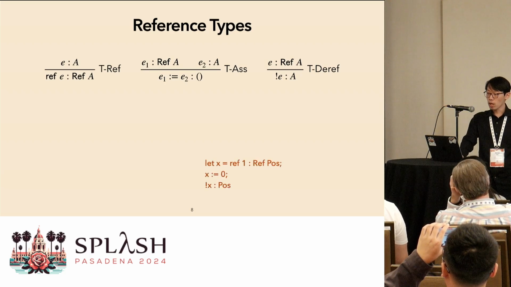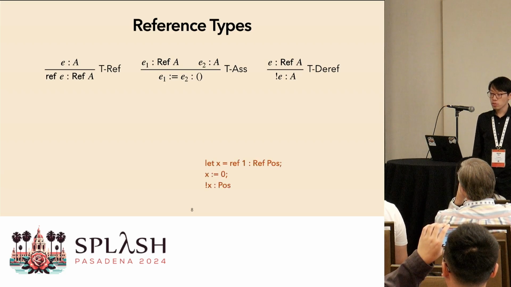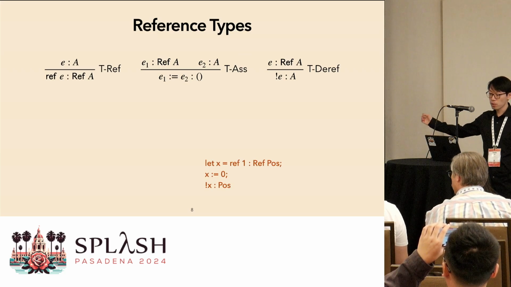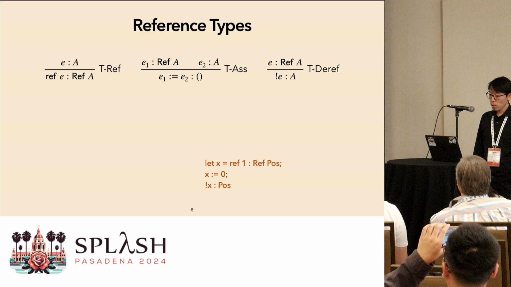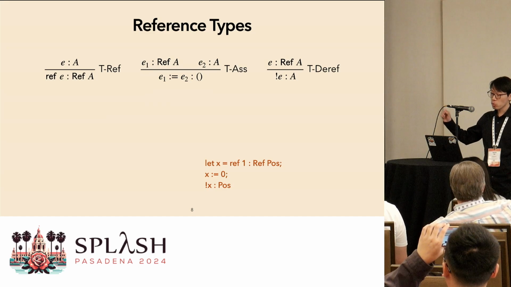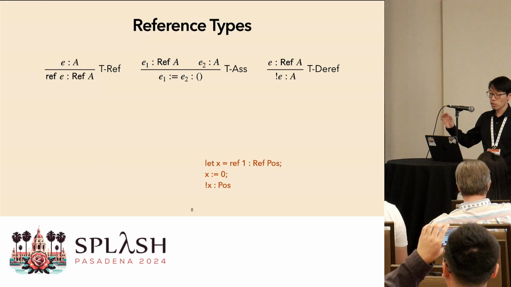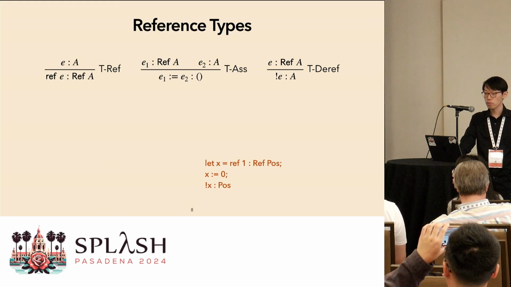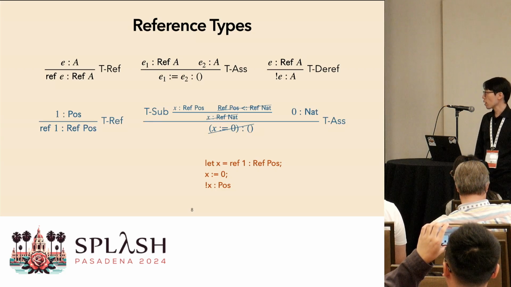To give you an impression of these type systems, I have a program that creates ref 1, a reference cell that stores 1, and we assign 0 into it. And at last, we want to dereference it and use it as a positive number. You may have noticed it's wrong. Let's see how our type system can detect it.